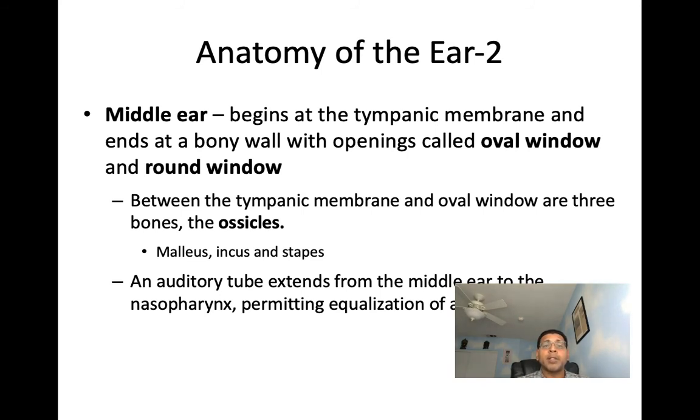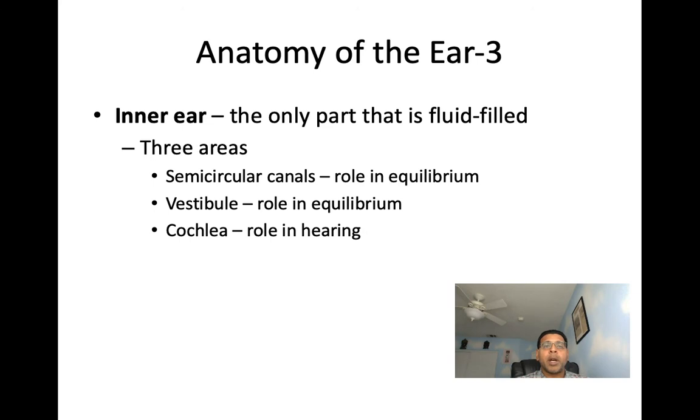Next, this will take us to the inner ear. Now, when we talk inner ear, we can see the inner ear is the only part that is fluid-filled. It's got three major areas here. We've got the semicircular canals, which are involved with equilibrium. Our vestibule, also involved with equilibrium. And our cochlea, which is going to be involved with hearing.